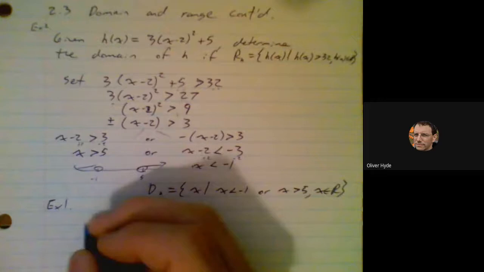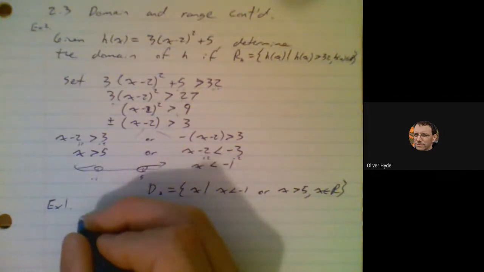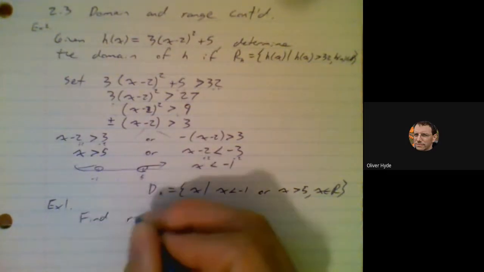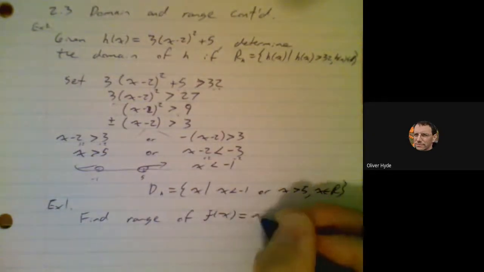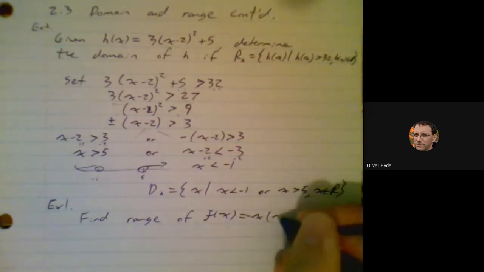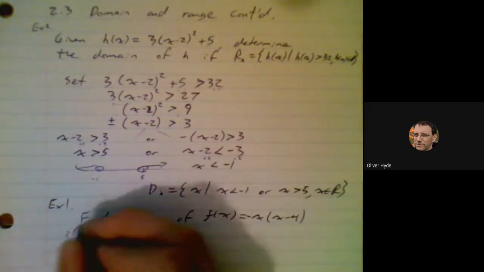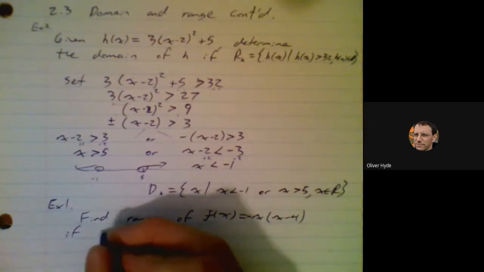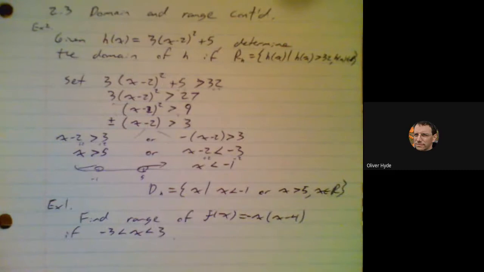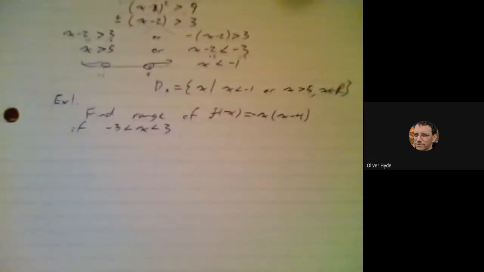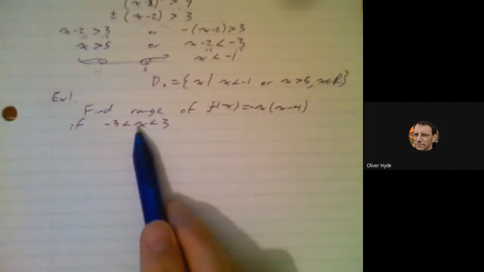Let's look at example number 1, where we're asked to find the range of f of x equals the opposite of x times x minus 4, and just to speed things up, we're working under these restrictions right here. So algebraically, instead of undoing operations to try to isolate x, I'm going to unisolate x. I'm going to build up operations.